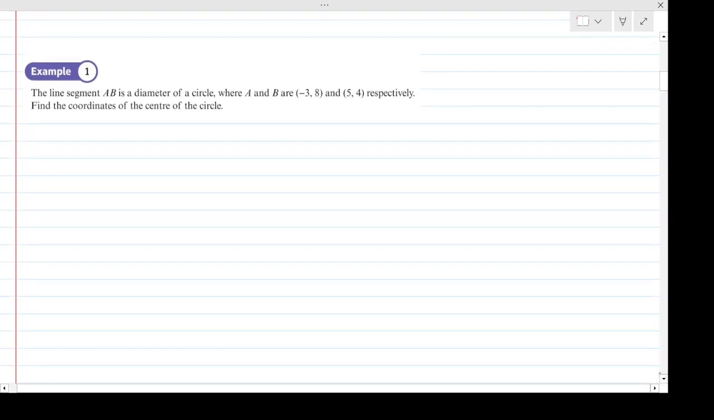Example 1, we are given the line segment AB, so that's just a line connecting A to B. It's a diameter of a circle where A and B are (-3, 8) and (5, 4) respectively. Find the coordinates of the centre of the circle.